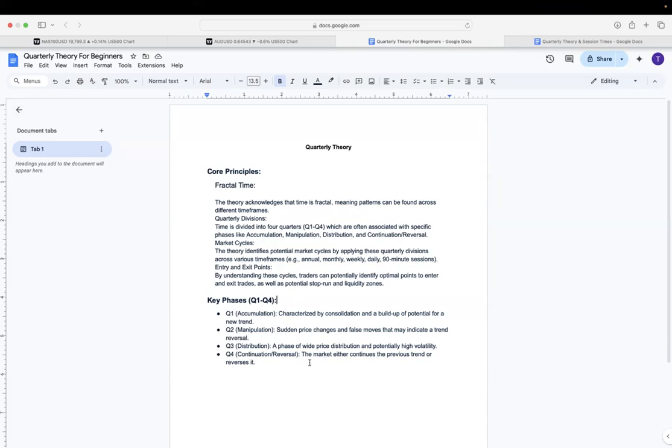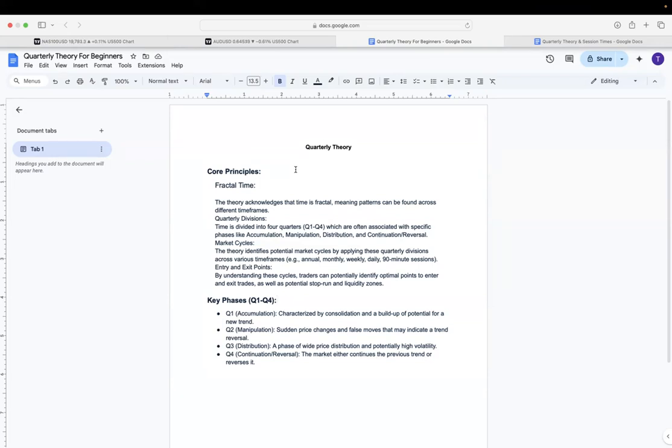Today, we are going to talk about something called quarterly theory. Now, the first thing I want to make very clear when it comes to quote unquote quarterly theory is that this is not the be all end all in terms of the strategy, but we need to understand something that lies within quarterly theory to get our strategy really precise.